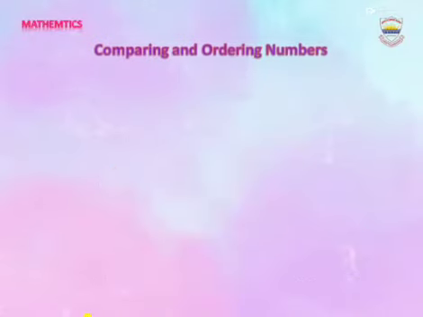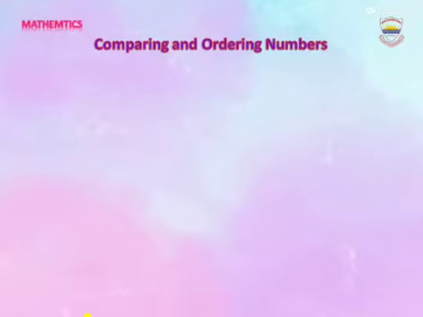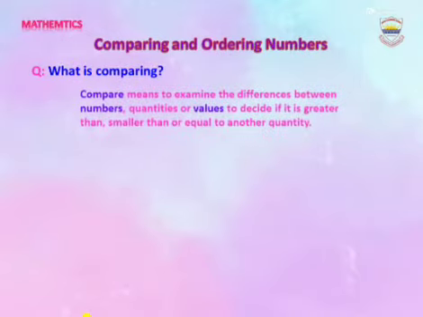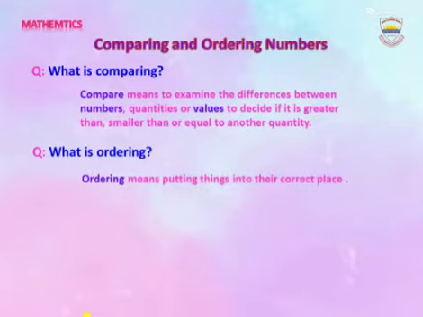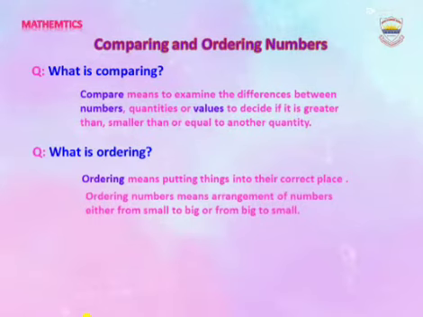Today we are going to learn about comparing and ordering numbers. First of all, we have to know what is comparing. Compare means to examine the differences between numbers, quantities or values to decide if it is greater than, smaller than or equal to another quantity. The second question is, what is ordering? Ordering means putting things into their correct place. Ordering numbers means arrangement of numbers either from small to big or from big to small.